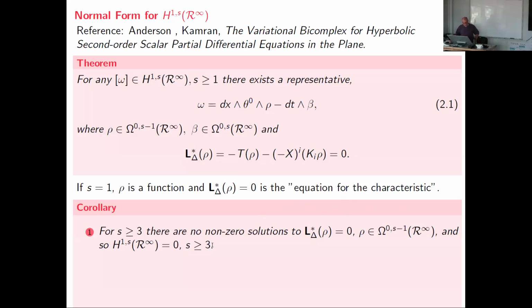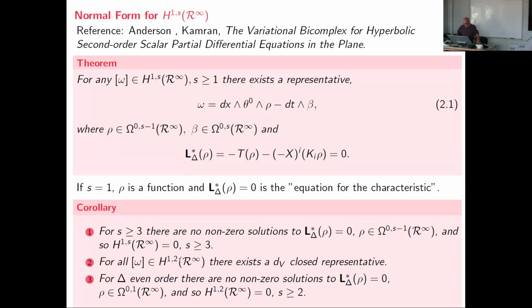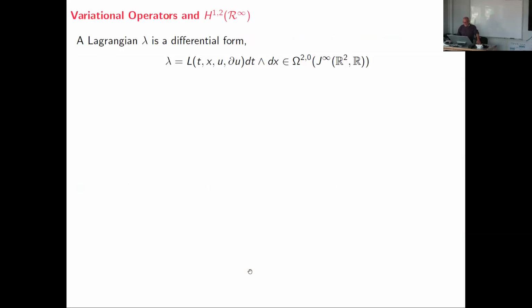It's easy to show that for H^{1,s}, s greater than or equal to 3, there are no non-zero rho solutions. And so the cohomology vanishes at s greater than or equal to 3. No surprise, I think, to most people that are familiar with this bicomplex stuff. There's no cohomology there, but this also tells us another reason why 1,2 becomes interesting. The consequence that there are no 3-vertical conservation laws implies that there are always d_V closed representatives for every cohomology class of type 1 horizontal, 2 vertical. Also it's not hard to show that even for s equals 2, there's no cohomology there. Right, so I just want to explain why that cohomology class comes up in this problem.